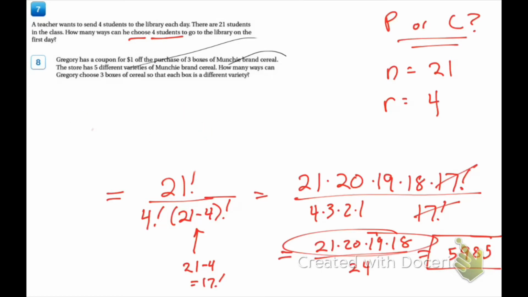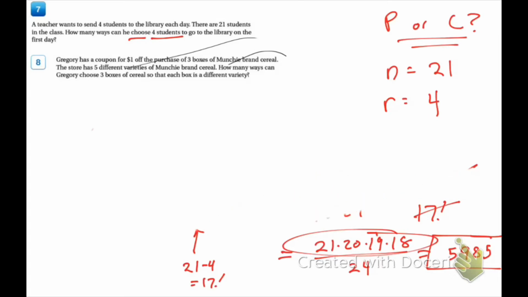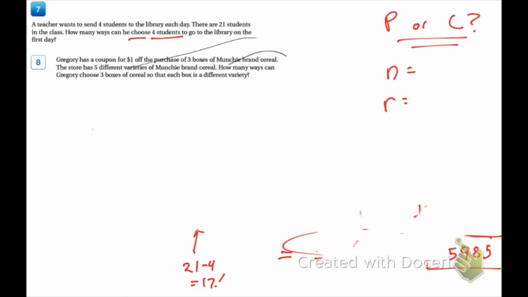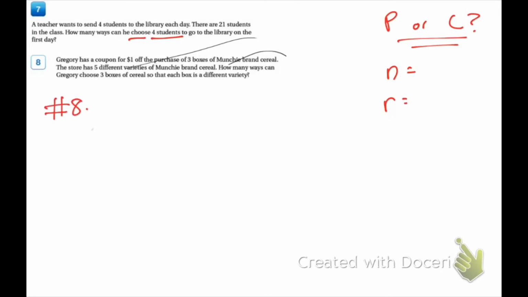All right, number 8. So with number 8, let's see, Gregory has a coupon for $1 off of the purchase of 3 boxes of Munchie brand cereal. The store has 5 different varieties of Munchie brand cereal. How many ways can Gregory choose 3 boxes of cereal so that each box is a different variety?